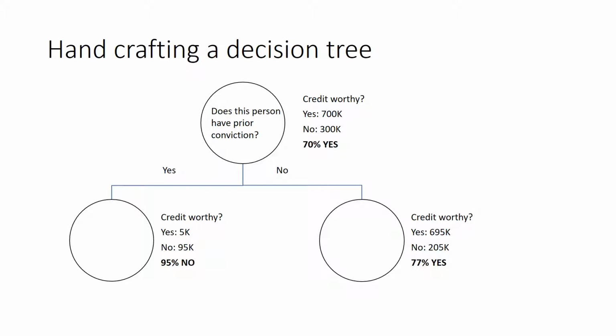On the left branch, 95% no, a very high degree of certainty. That means I have low entropy. Likewise, in my right branch as well, the entropy is lower than the parent because I have higher certainty or lower uncertainty. So I have lower entropy as well.